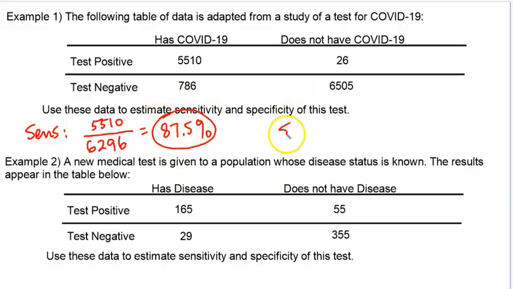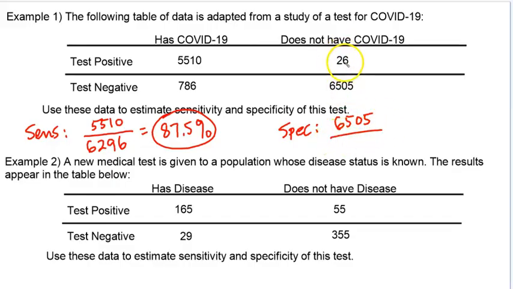All right, the specificity. Looking at the column that shows the people that do not have it, well, the test accurately identified most of the people who don't have it. That's the 6,505. They tested negative and they actually don't have it. We call those true negatives.